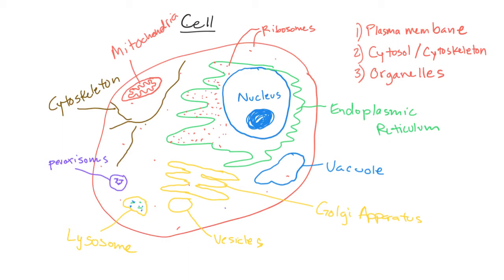Cytoskeleton, we talked about that. It maintains the shape of the cell. It can also help transport things throughout the cell. And then the mitochondria is the powerhouse of the cell, as we all know, where cellular respiration takes place.